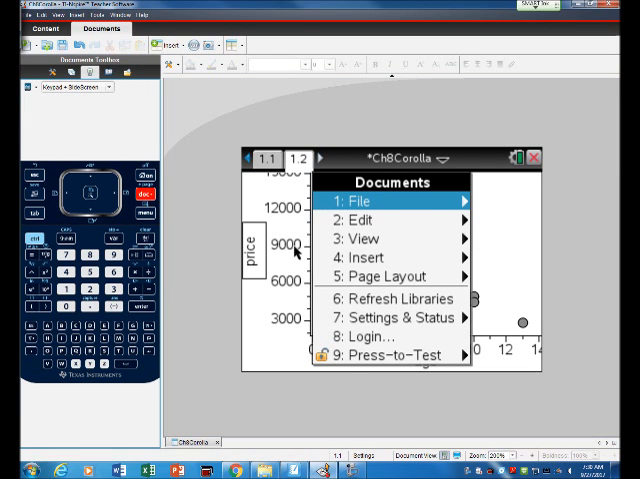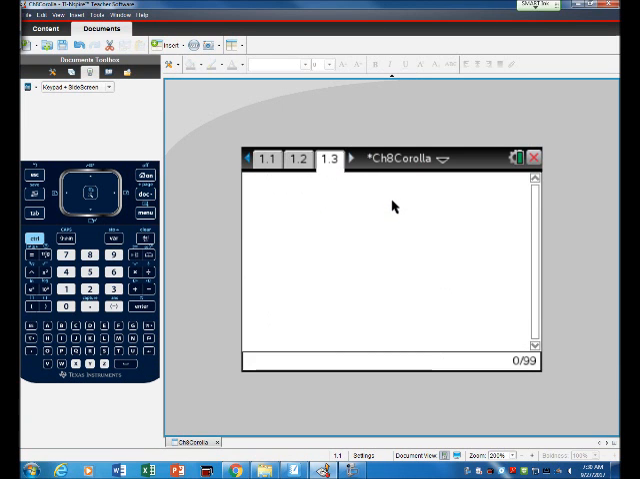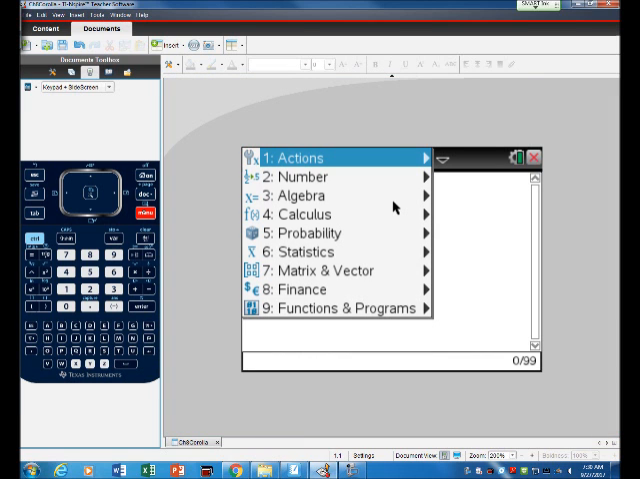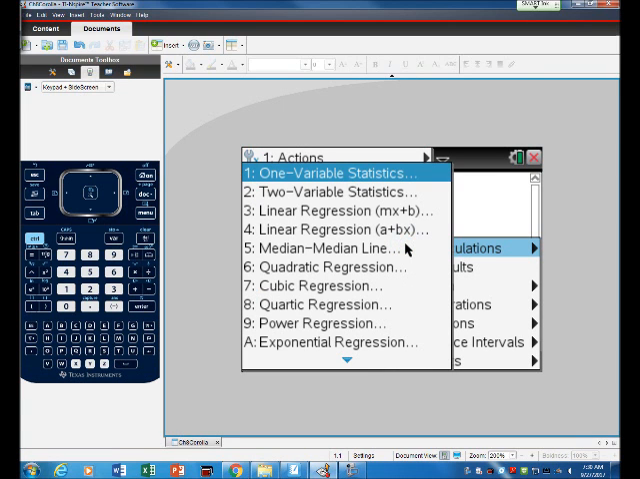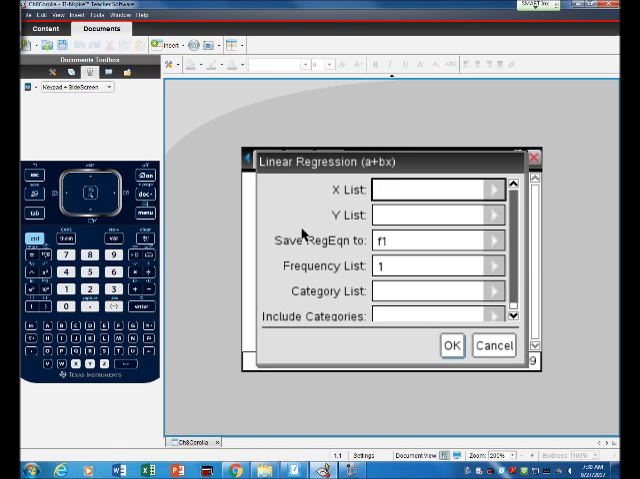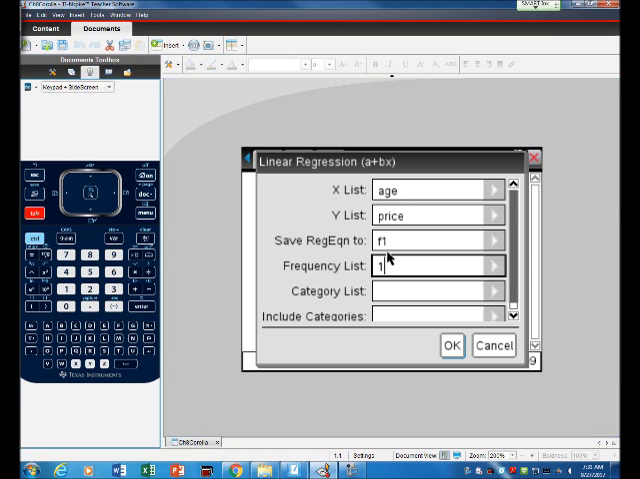Doc, insert a calculator page. And this is where I'm going to do the linear regression, A plus BX. So statistics, stat calculations, and then number 4, A plus BX. So my explanatory or X variable is age. My response variable or Y value is price. Again, I'm looking at it, saving it to F1 for future reference, and hit OK.